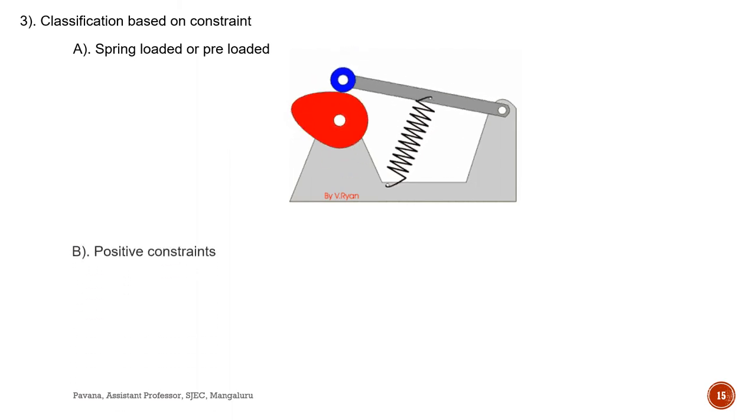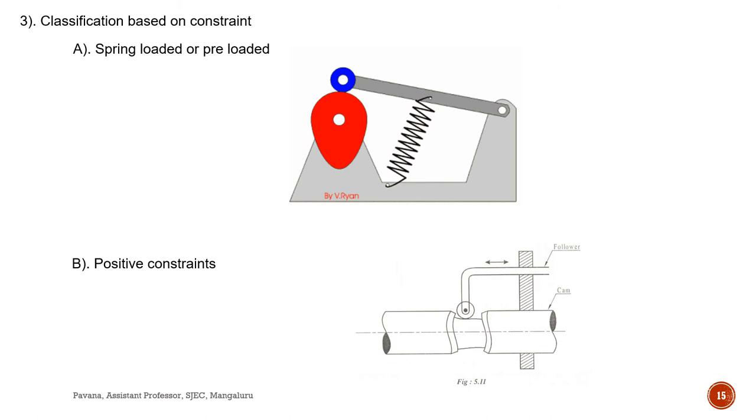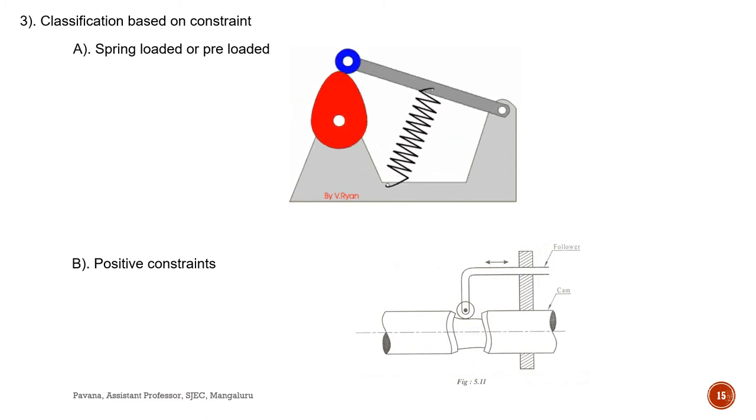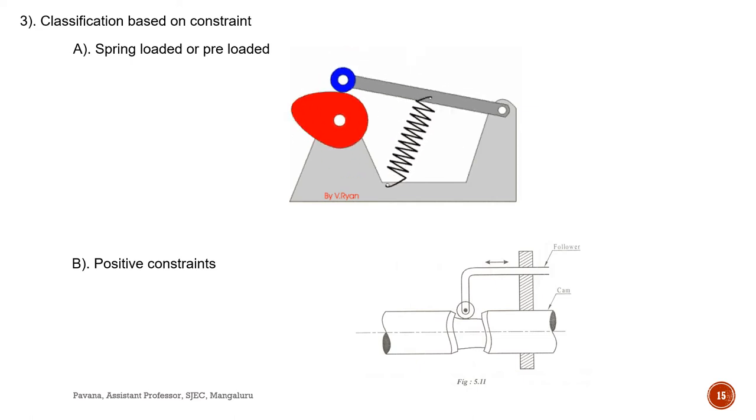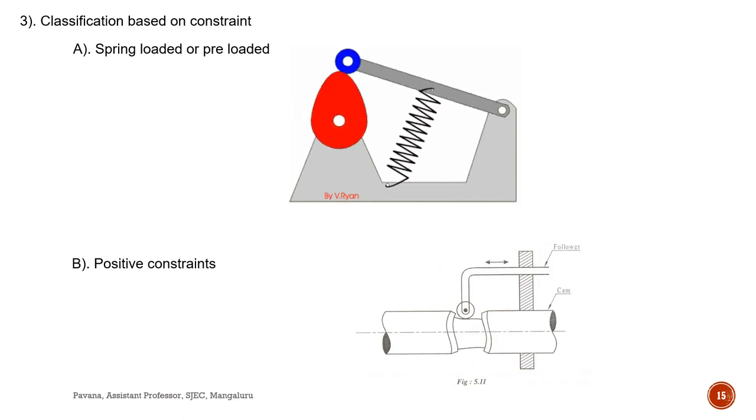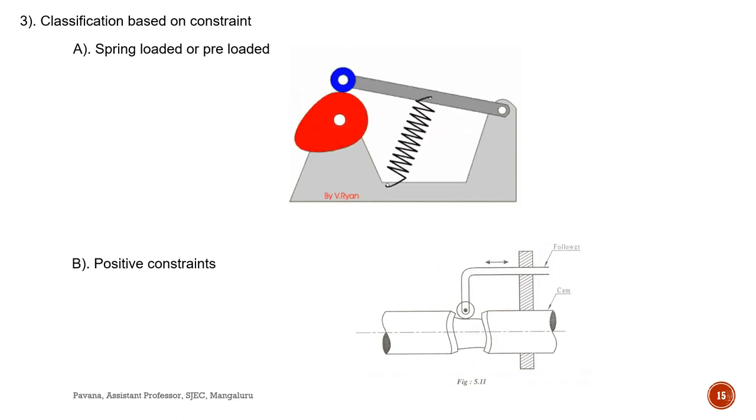Next, second one is positive constraint, that is the cylindrical cam. Okay, so here no extra force is acting, but because of the gravitational force or any other force, the follower will be in contact. No spring or anything is used here. Okay, so no external force is used here to keep the body in contact.